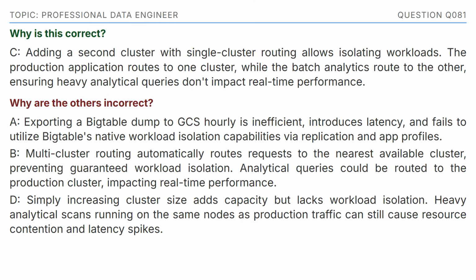A. Exporting a Bigtable dump to GCS hourly is inefficient, introduces latency, and fails to utilize Bigtable's native workload isolation capabilities via replication and app profiles. B. Multi-cluster routing automatically routes requests to the nearest available cluster, preventing guaranteed workload isolation. Analytical queries could be routed to the production cluster, impacting real-time performance. D. Simply increasing cluster size adds capacity but lacks workload isolation. Heavy analytical scans running on the same nodes as production traffic can still cause resource contention and latency spikes.